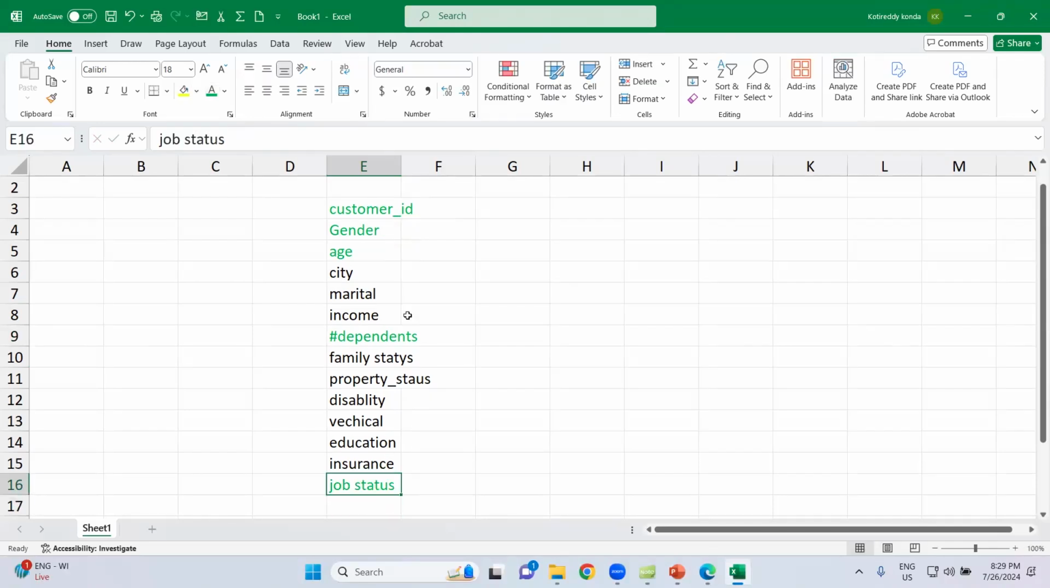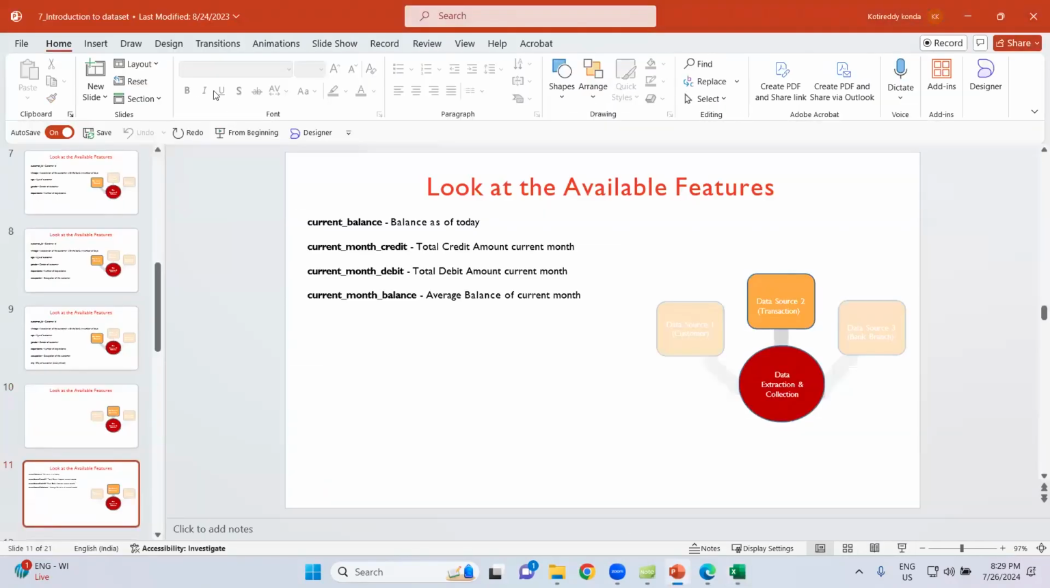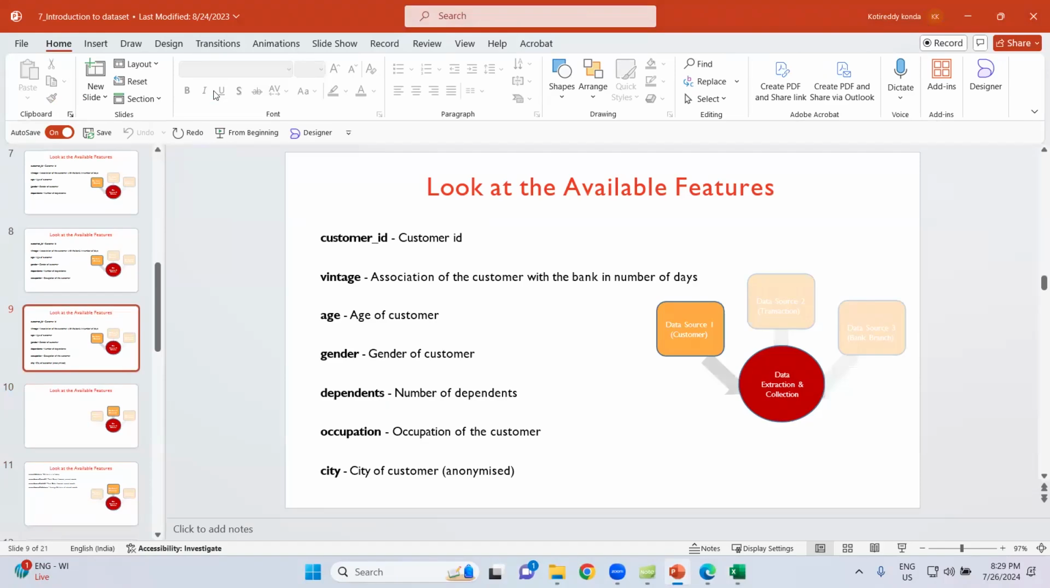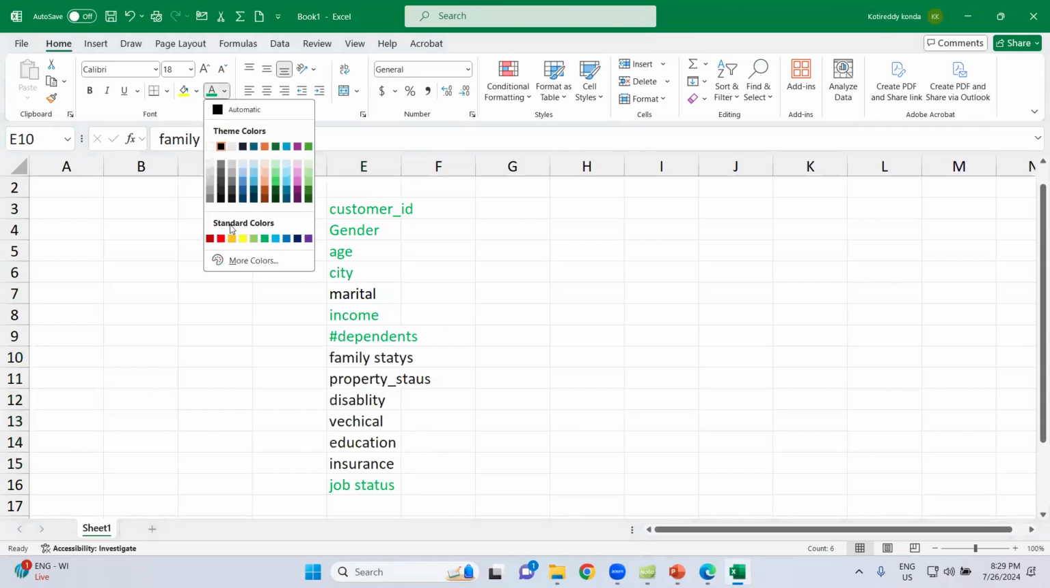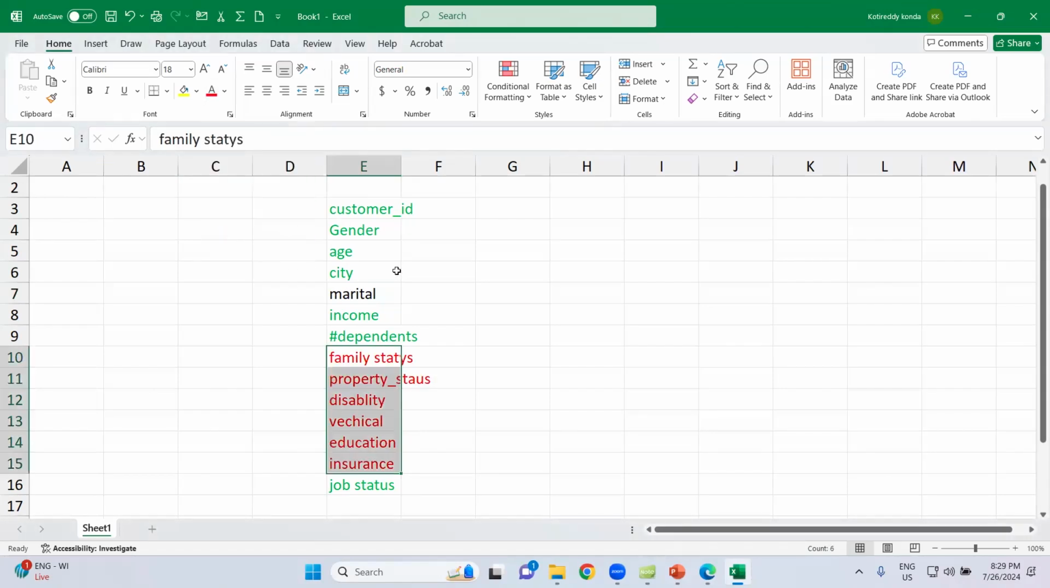Job status. You can say income. Yeah, we covered city. Now, these are the only features they have given. What about the marital status, property status, disability, education, insurance? These are the information they have not provided, which are highlighted in red color.